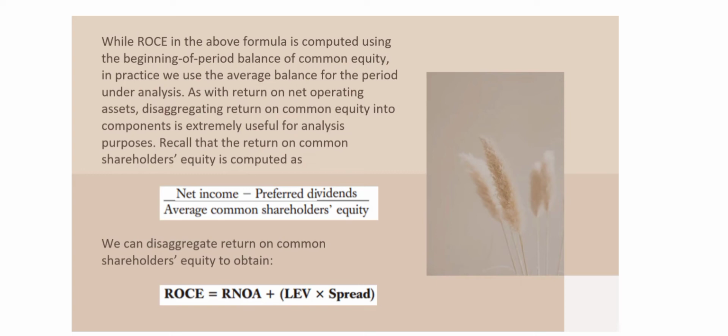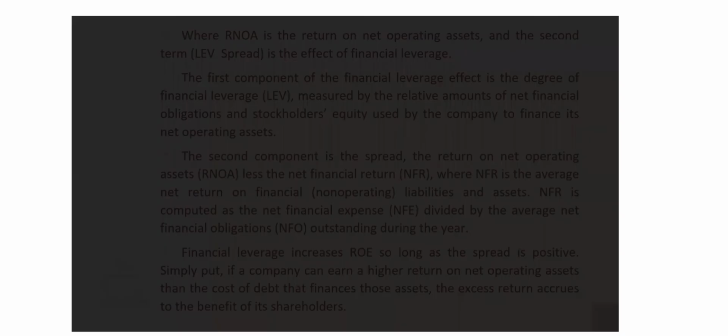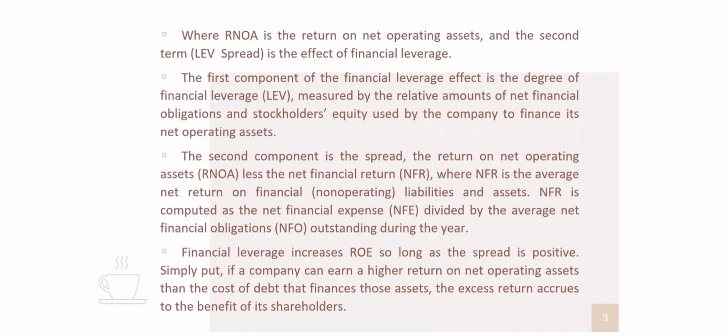Recall that the return on common shareholders' equity is computed as net income minus preferred dividends divided by average common shareholders' equity. We can disaggregate return on common shareholders' equity to obtain ROCE equals RNOA plus LEV multiplied by spread, where RNOA is the return on net operating assets, and the second term, LEV times spread, is the effect of financial leverage. The first component of the financial leverage effect is the degree of financial leverage, or LEV, measured by the relative amounts of net financial obligations and stockholders' equity used by the company to finance its net operating assets.